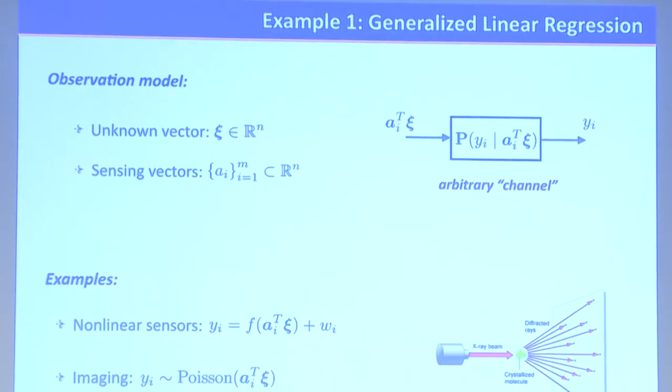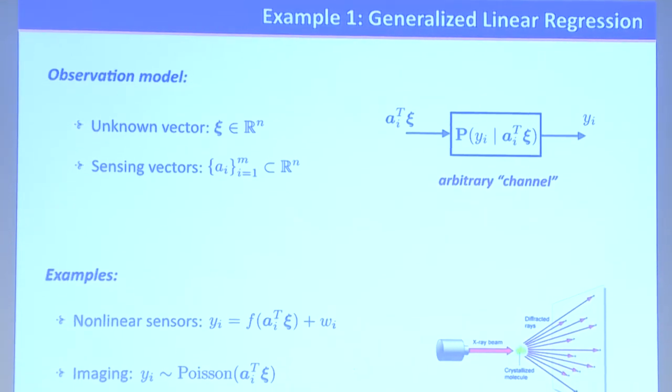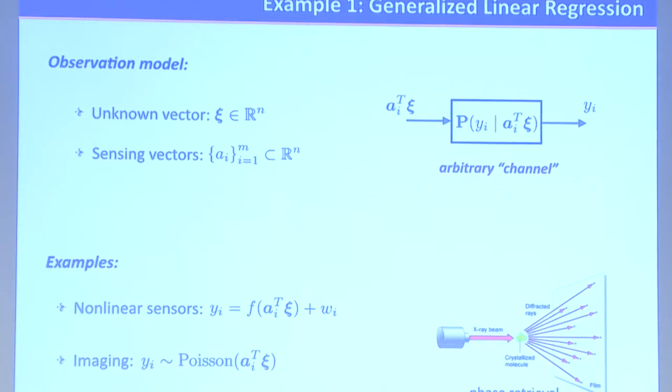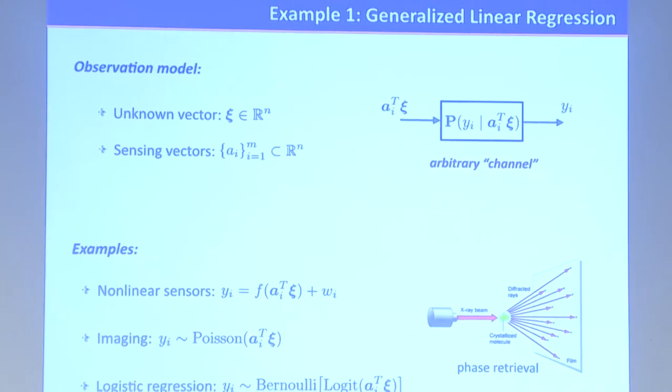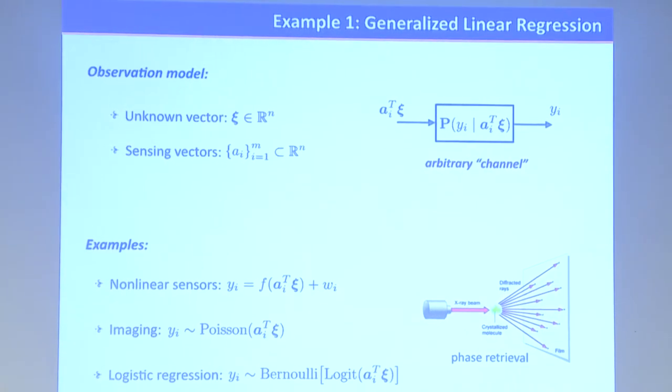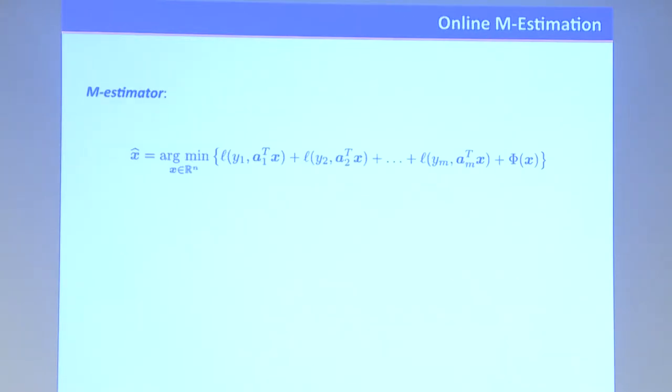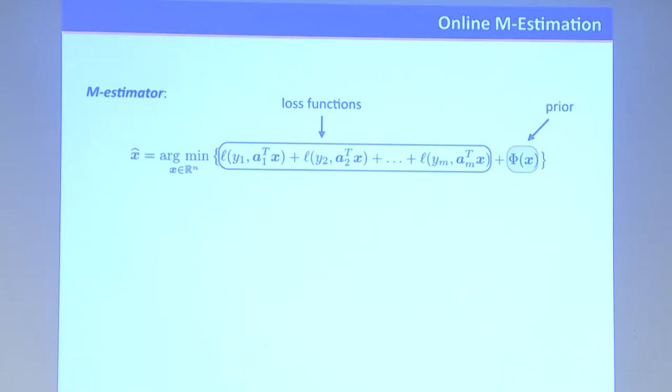Now, there are a lot of cases where this model makes sense. For example, nonlinear sensors or imaging where the measurements are some random variables whose expectation is equal to the scalar product, or logistic regression, all kinds of cases where generalized linear models make sense. Now, how do we estimate Xi? A common approach is to solve this minimization problem where the cost function has two components. The first part is a loss function telling us the mismatch between the measurement and any postulated solution. And the second part is a prior.